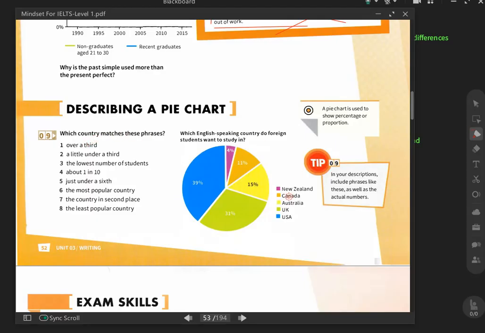Which country? We have different countries like New Zealand and Canada, Australia, UK, and the USA. Which country matches these phrases? Okay, let's see. Over a third. Over a third. A third. So this is a third, maybe. Over a third. Canada is about 1 in 10 and just under a sixth.